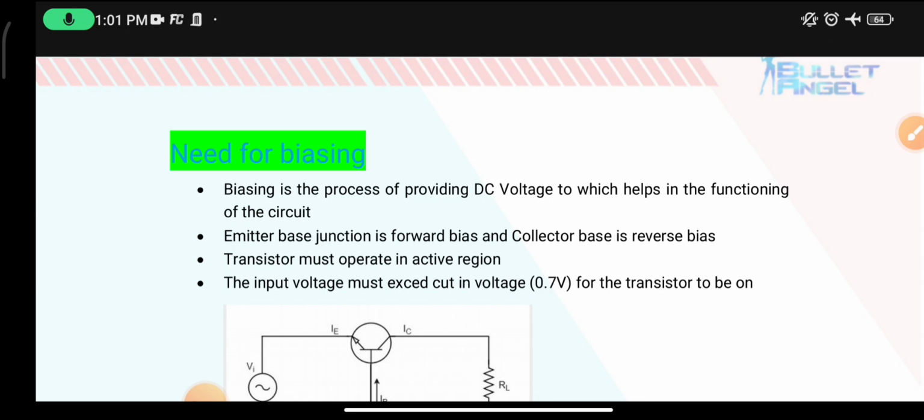Next, the transistor must operate in the active region. We already discussed this in the DC load line or output characteristics of a transistor. There are three regions: one is the cutoff region, another is the saturation region, and the middle part is the active region. We get the proper output in the active region. So the transistor must operate in the active region, otherwise we get some distortion in the output, or some part of the input cannot be amplified in the output.